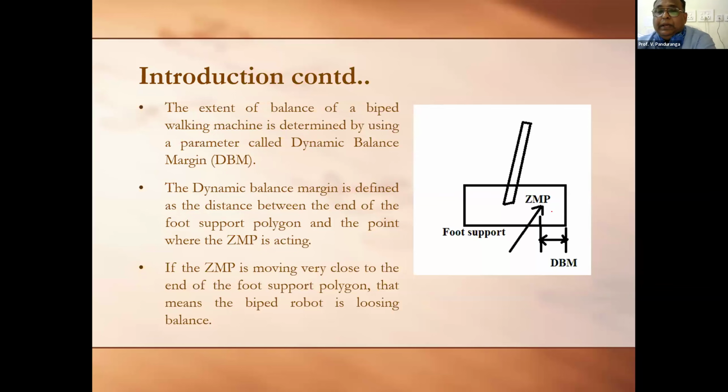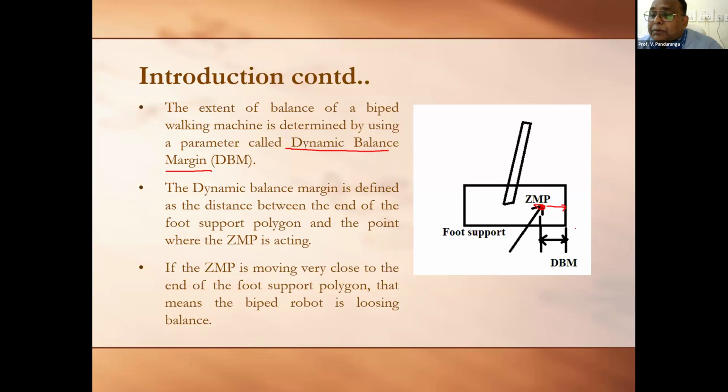As already drawn in the previous slide, this is the foot support polygon, and as I mentioned, this is the location where the ZMP is acting. Then we can say that the gait is dynamically balanced. One more important parameter we are going to define is the dynamic balance margin, which will tell you the extent of balance. When the zero moment point is lying here and moving towards the end of the foot support polygon, we will be losing the balance. The moment the ZMP leaves this foot support polygon, we lose our balance and may topple.